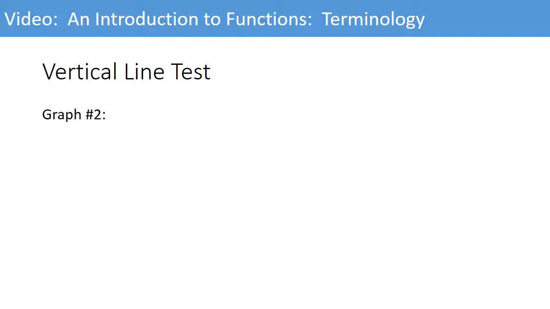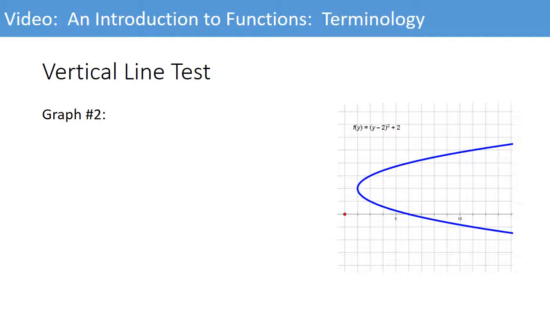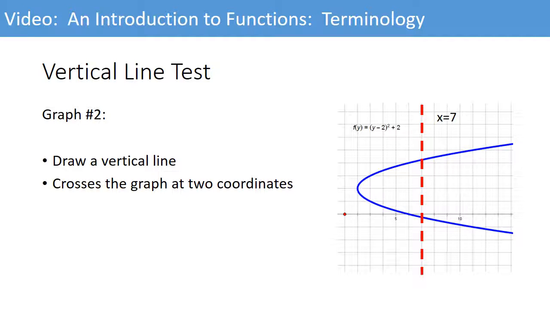Here is graph number 2. Is this graph representing a function or not? Draw a vertical line. This line crosses the graph at 2 coordinates. This relation is not a function.